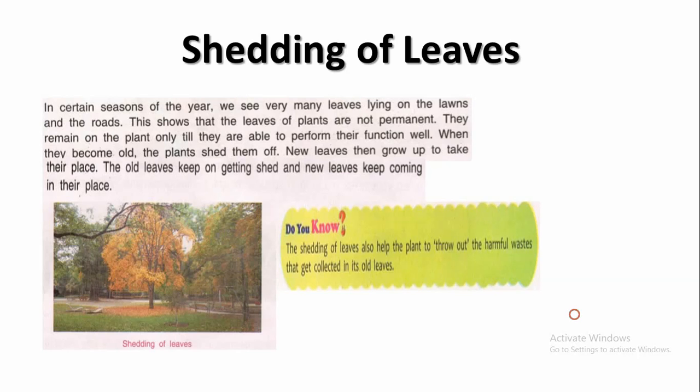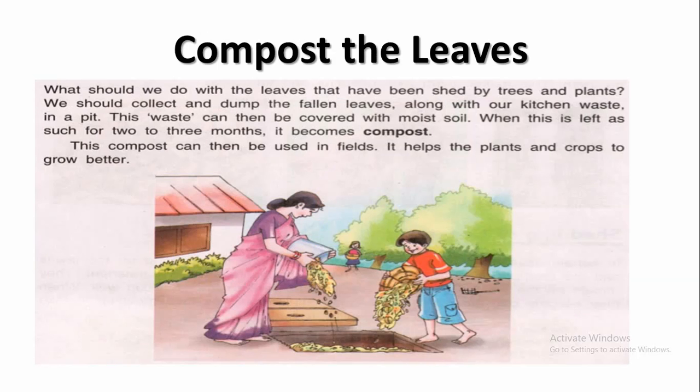Now, next is composting the leaves. It is written here, what should we do with the leaves that have been shed by trees and plants? We should collect and dump the fallen leaves along with our kitchen waste in a pit. This waste can then be covered with moist soil. When this is left as such for 2 to 3 months, it becomes compost.